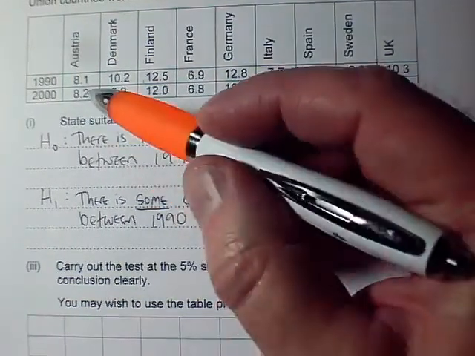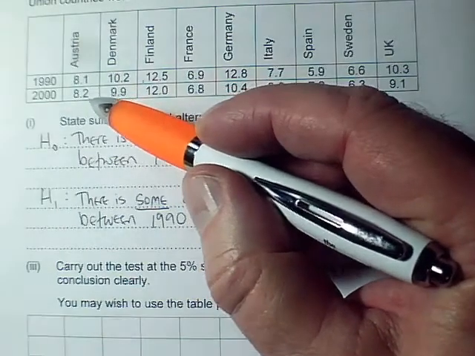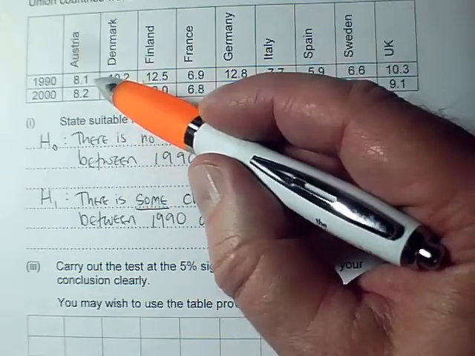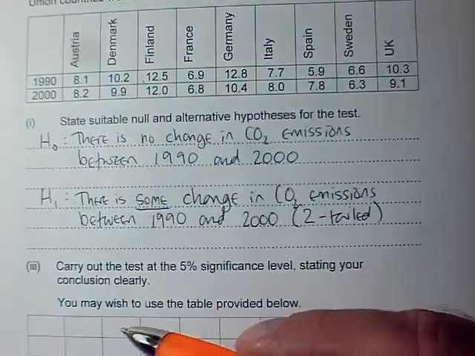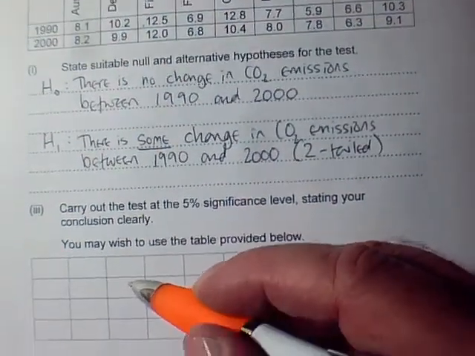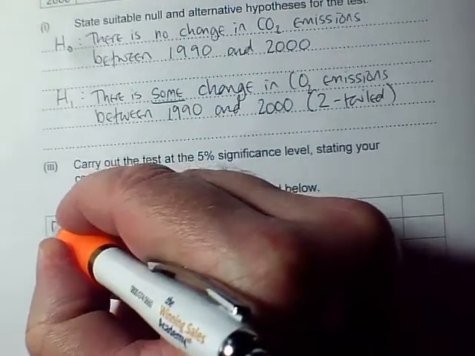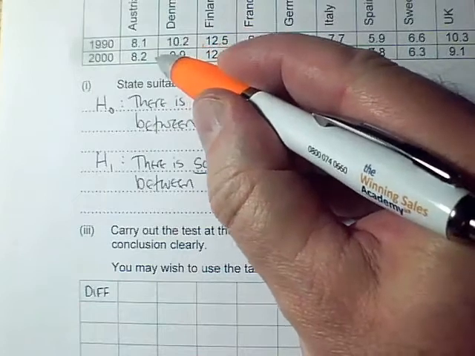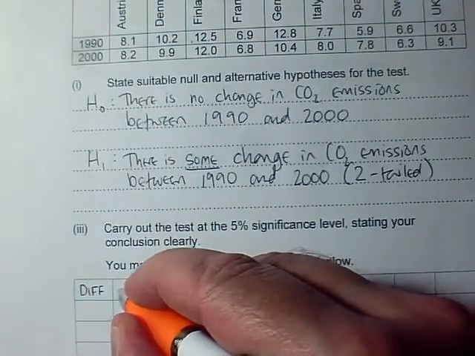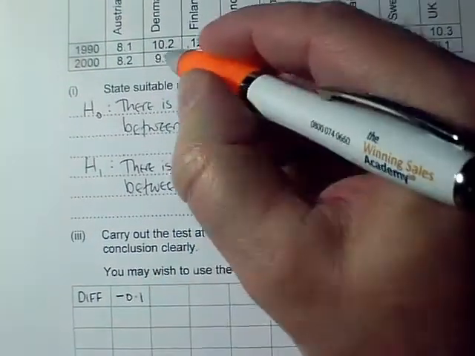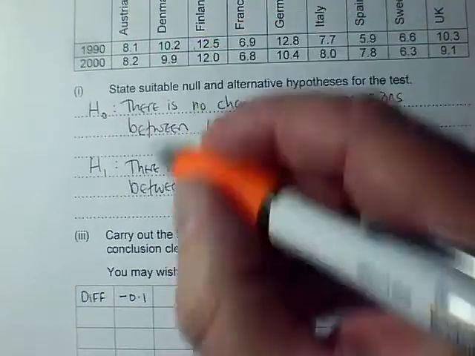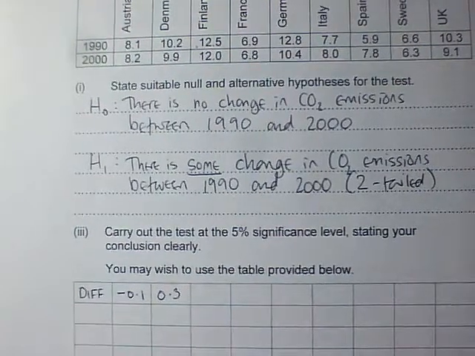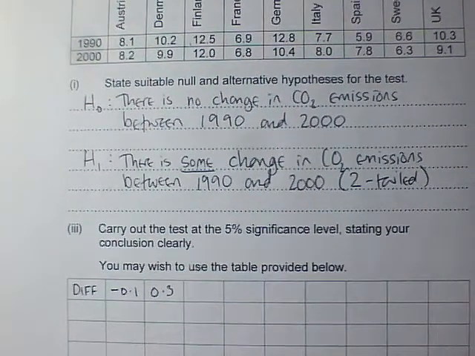Okay, so I'm going to do my subtractions. Now I'm allowed to do this in either order. So with 8.1 and 8.2, I'm going to do the top line take away the bottom line, so I'm going to get a difference. In my first row here, in each case, I'm going to do the top one minus the bottom one. So my first difference is going to be minus 0.1. Then I'm going to do 10.2 take away 9.9 and get 0.3. And I'm going to continue filling in the row that way.